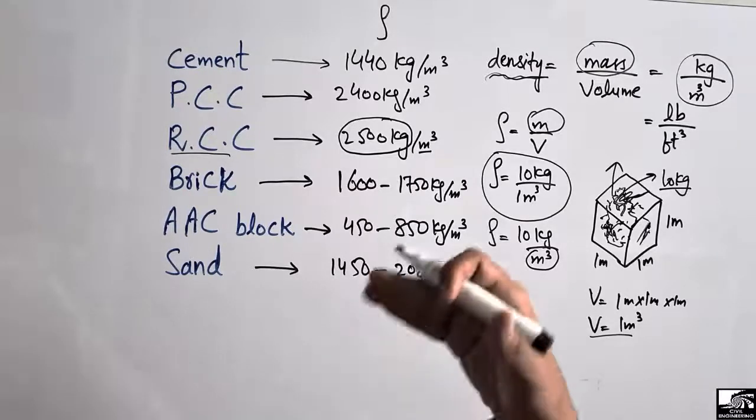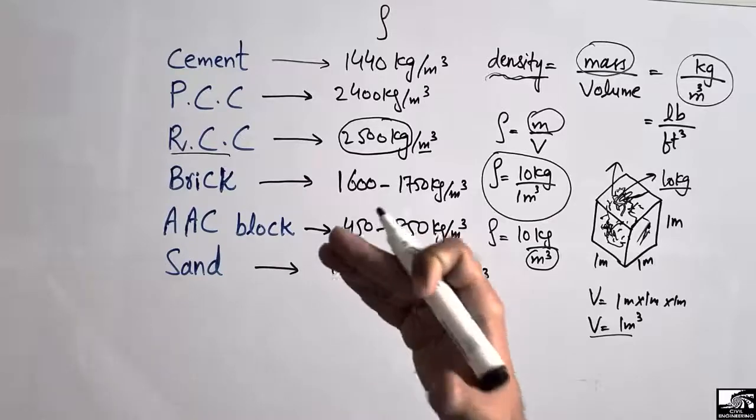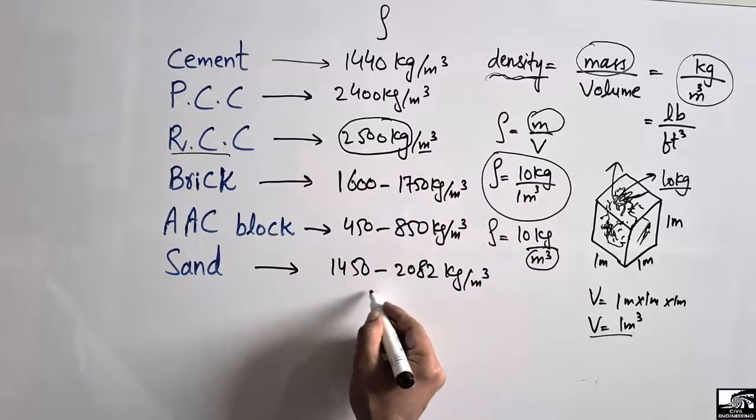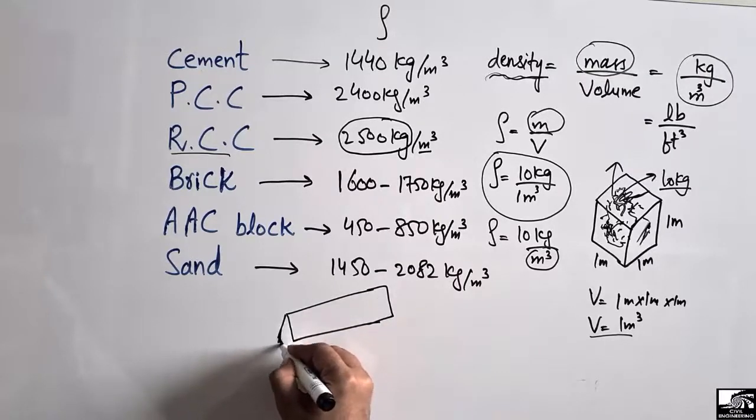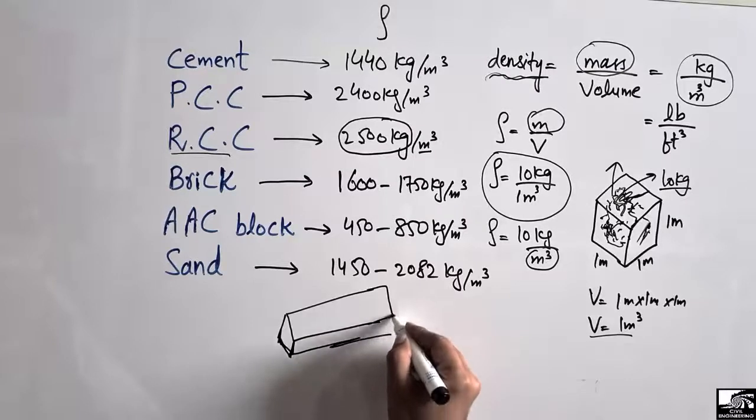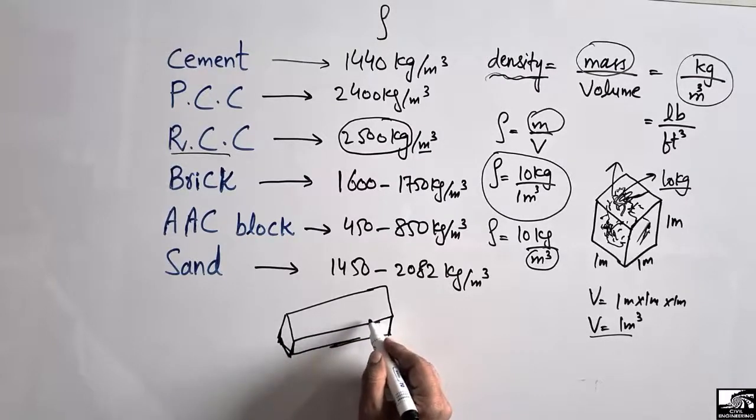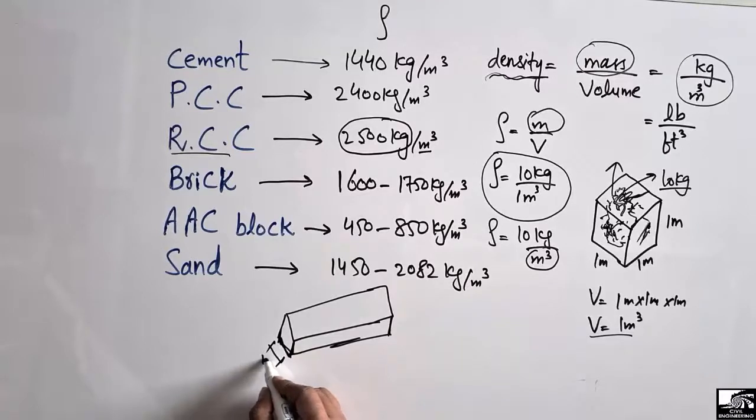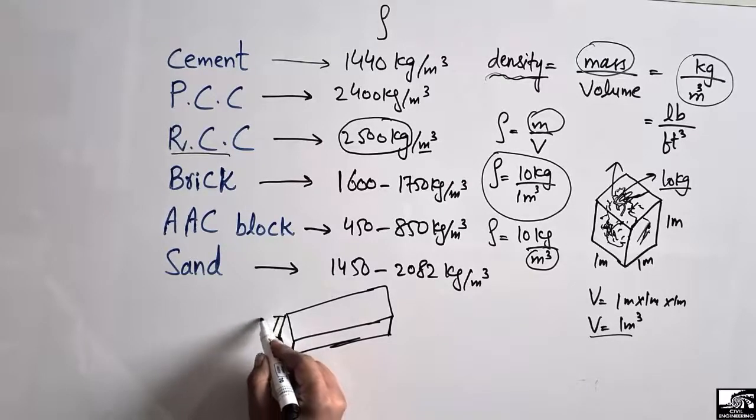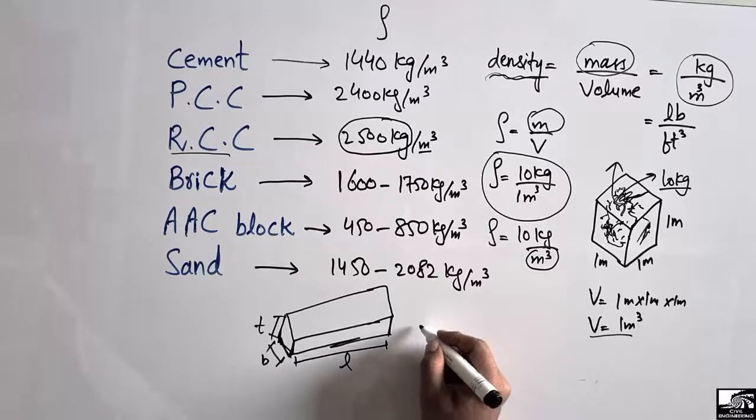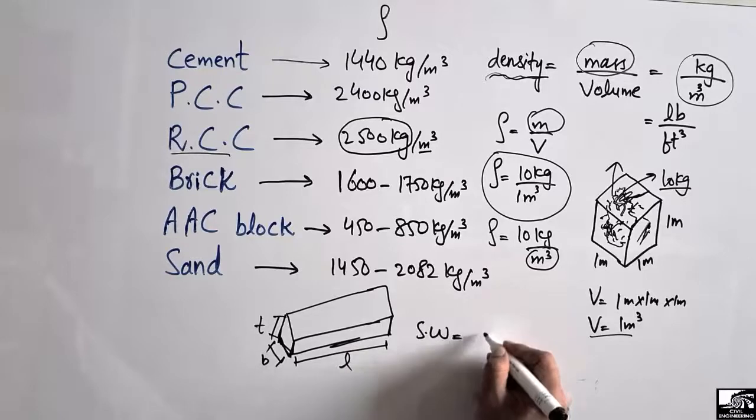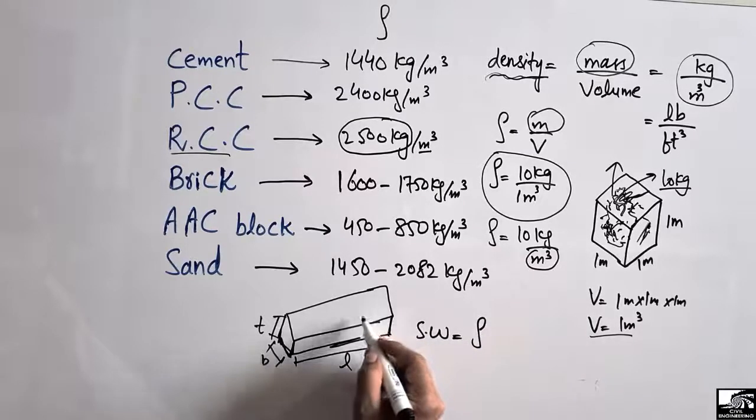Now we can also use these densities to find the self weight of a material. Suppose this is my beam, and I want to find the self weight of the beam. I know the dimensions: this is the width, this is the thickness, and this is the length of the beam. So this is the volume of the beam, and we know that the self weight is equal to the density of the material it is made of.